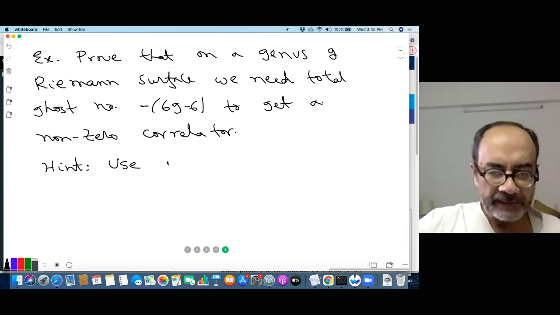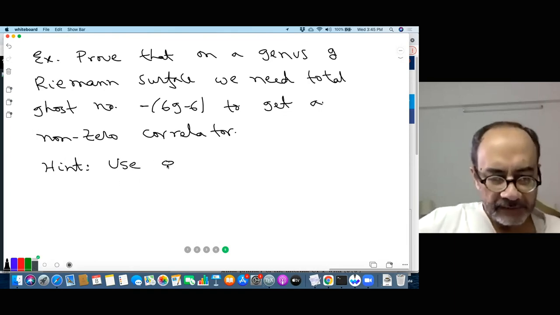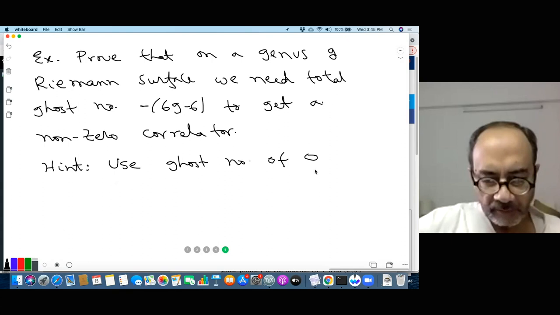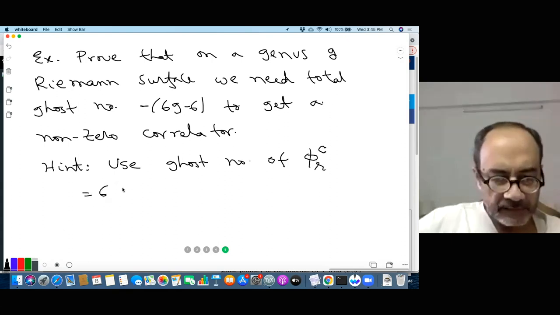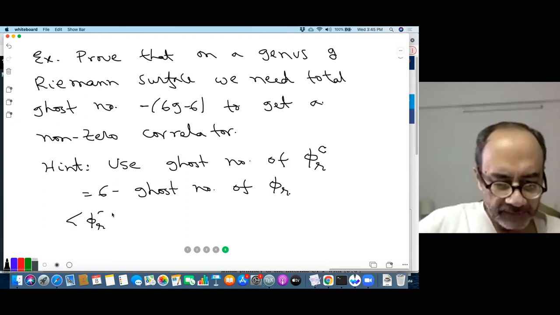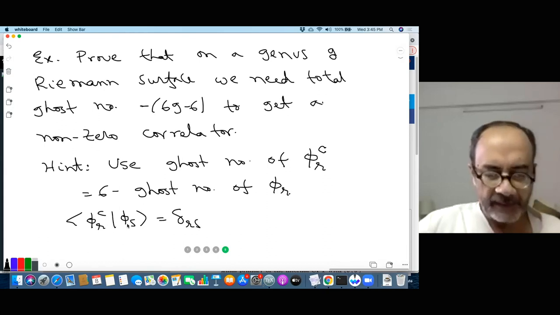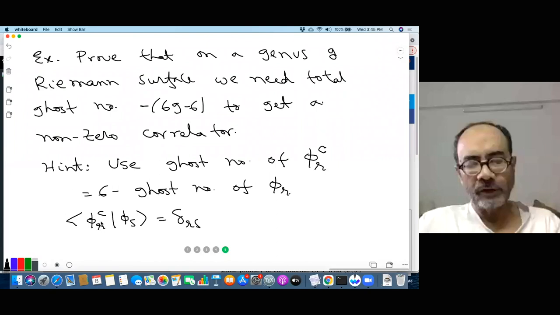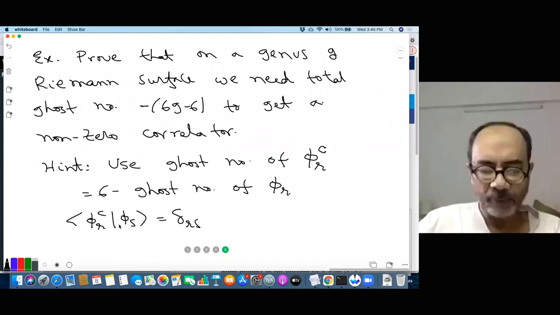And you use the fact that the ghost number of phi R C is 6 minus the ghost number of phi R. That follows from the relation that the inner product of phi R C and phi S equals delta RS. So if phi R C and phi R are the same, then there is a non-zero inner product, but that requires that the sum of the ghost numbers must add up to 6. This is on the sphere, of course. And this together with the plumbing fixture can be used to prove this general result. So I'll leave this as an exercise.